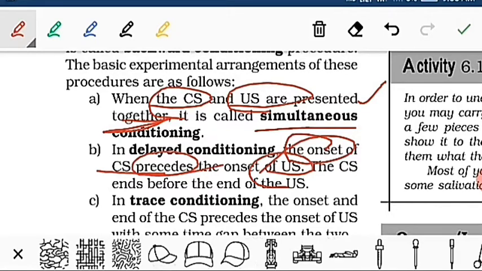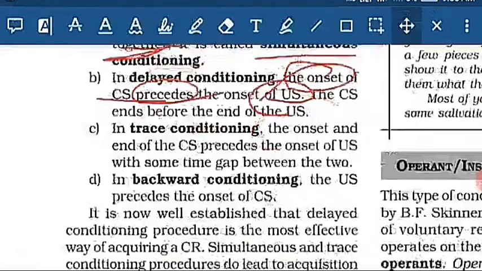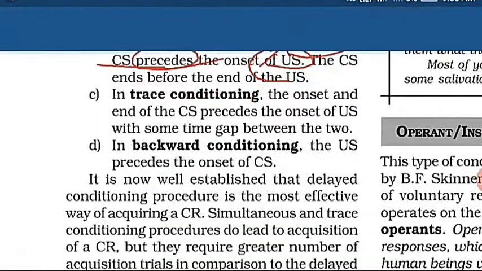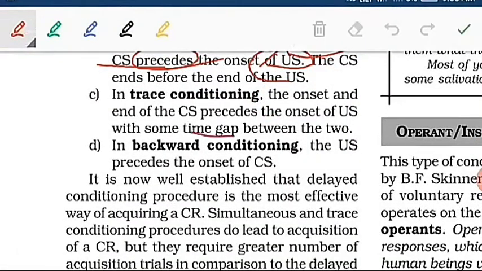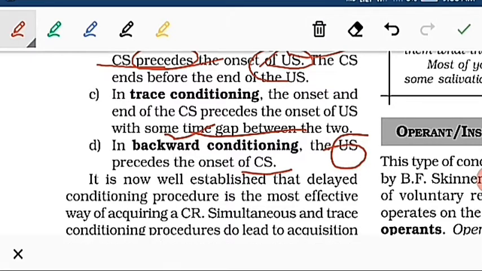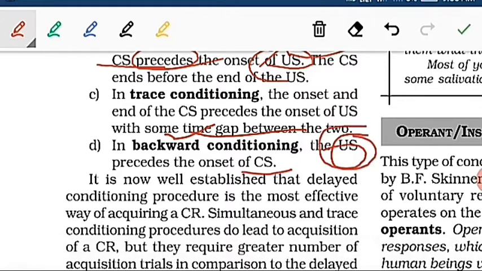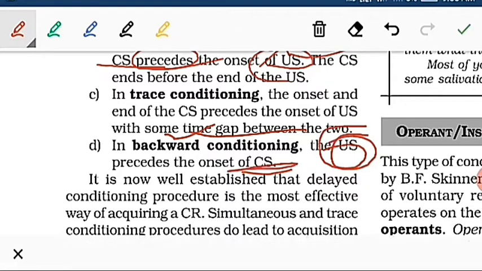Another one is trace conditioning. Trace conditioning means there will be a gap between the two. In backward conditioning, we are reversing the situation. In the first one, what we were doing? We were giving firstly the CS and after that the US. But now in backward conditioning, firstly we give the US and after that we present the CS.